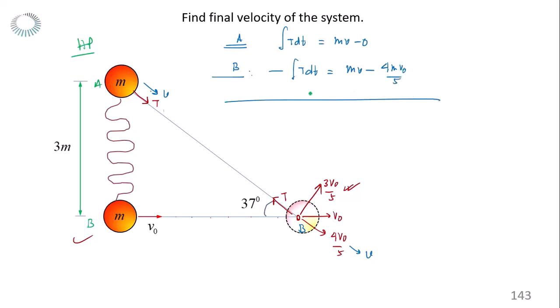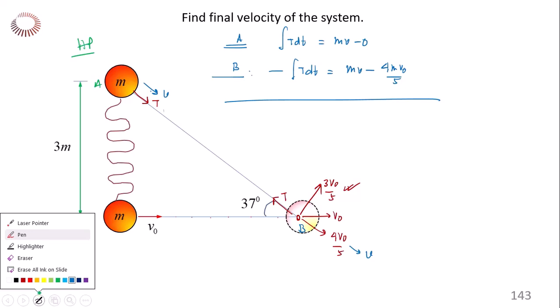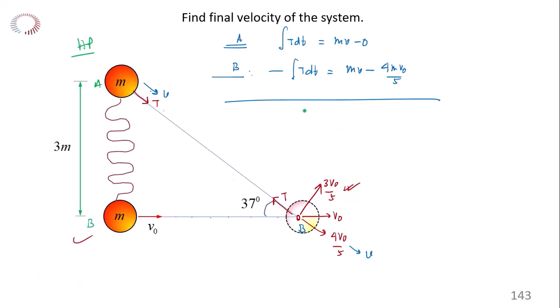Now if I add these two equations, the integration part will cancel out. On the left hand side, I am getting 0, which equals 2 m v minus 4 m v0 by 5. Now the m will cancel out, so I am left with v equals 2 v0 by 5. So this is the final velocity V of the balls A and B together, along the direction of the impulse.